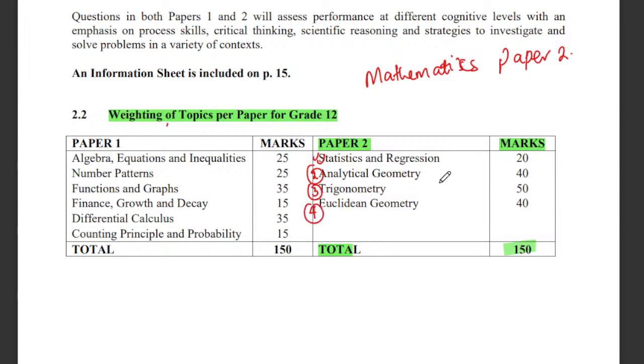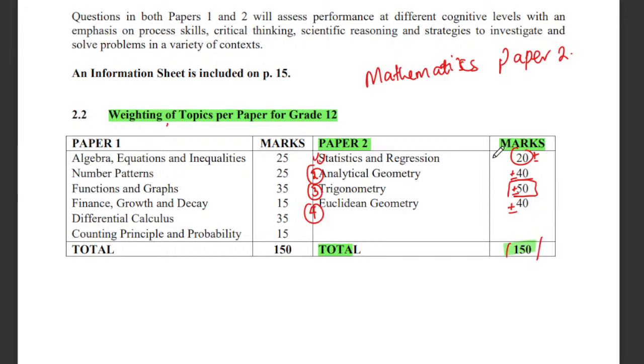So looking at the mark allocation of each of the topics, statistics and regression will go for plus minus 20 marks. Then analytical geometry, quite a lot of marks, plus minus 40. Then trigonometry will carry the most, which is a plus minus 50. And then lastly, the Euclidean will take on the 40 marks that will be remaining. So the total will be 150.